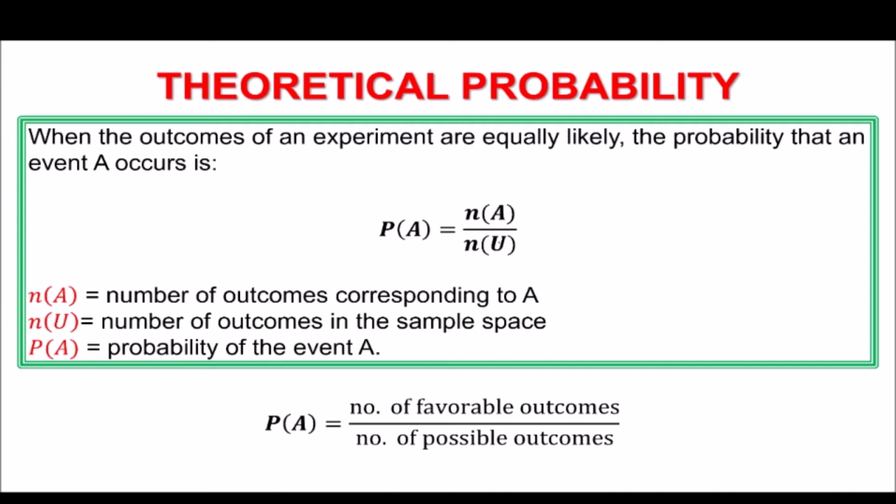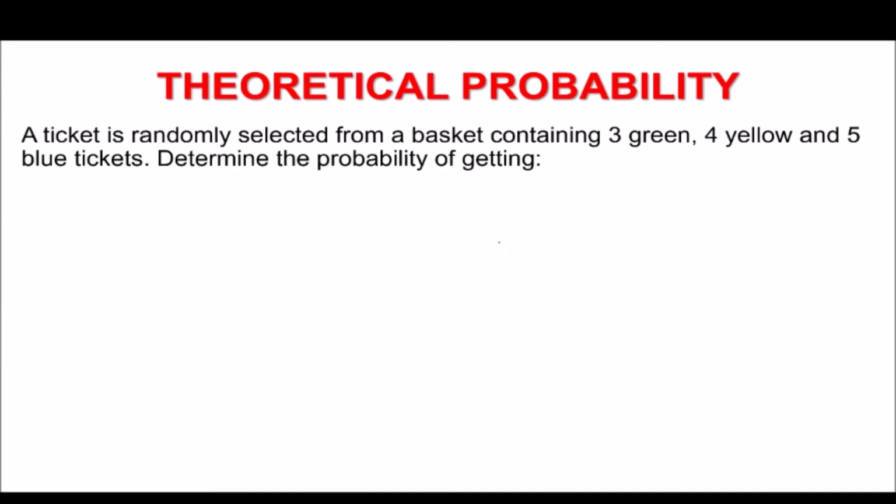Okay, let me show you an example. A ticket is randomly selected from a basket containing 3 green, 4 yellow, and 5 blue tickets. Determine the probability of getting a green ticket. So what we need to do is to identify our sample space. What are the possible outcomes in the given experiment? Our experiment is selecting a ticket at random.